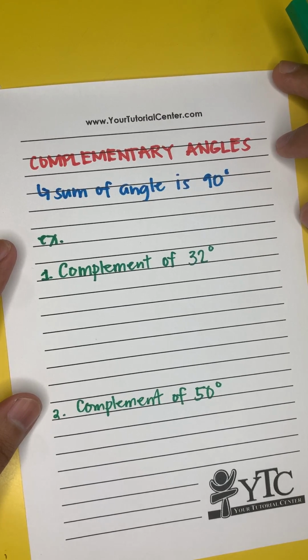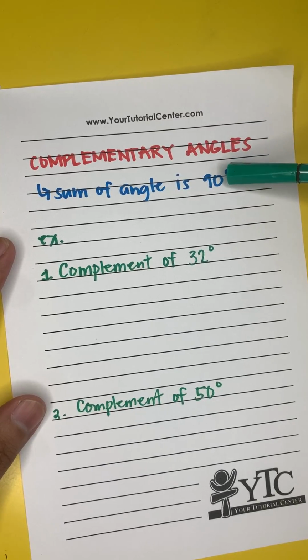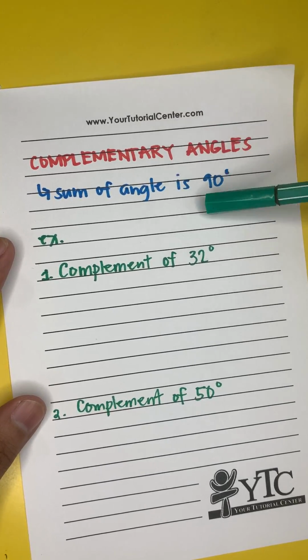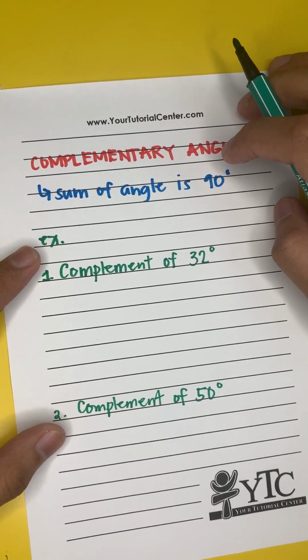Complementary angles. When you say complementary angles, the sum of their angles is equal to 90 degrees. So let's try to solve our example. For number 1, the complement of 32 degrees.